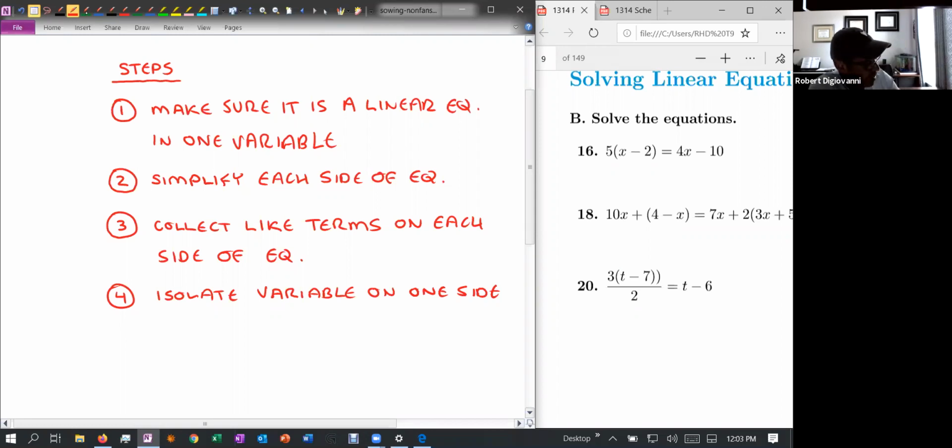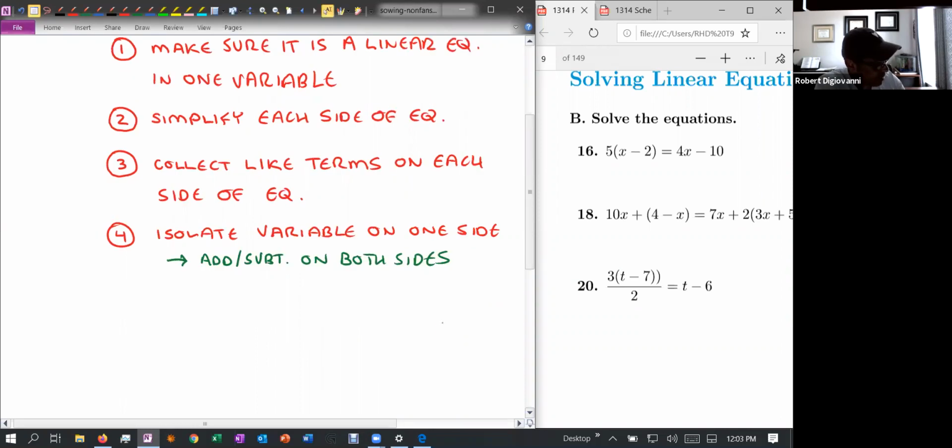Now to do this step, you are allowed to add or subtract on both sides. So an equation is like a balance, like a scale. If you take something off one side, you have to take it off the other side in order to maintain the balance or the equality. So on step 4, what we're going to try and do is get the variable by itself by either adding something or taking away something from both sides of the equation.